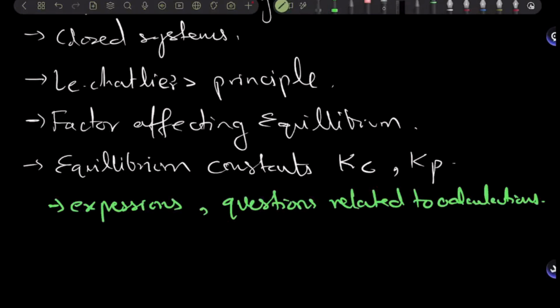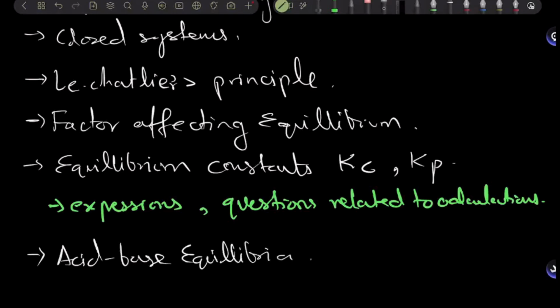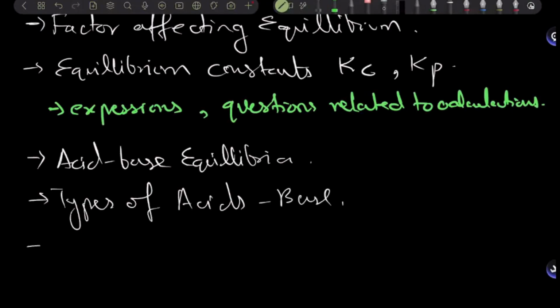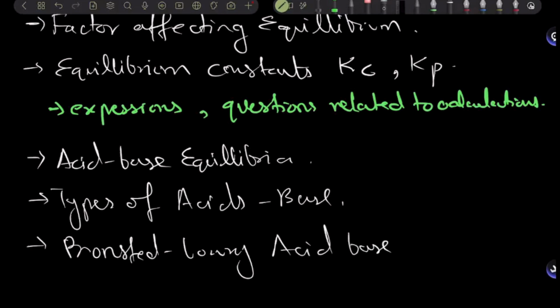This is all related to equilibrium, but in the chapter equilibria, you have some more topics that are included. All right. After all this, we are going to study acid-base equilibria. That will be included in this chapter. Acid-base equilibria, in which you have to study types of acids and bases. What are Bronsted-Lowry acid-base pairs, or acids and bases. That's what you have to learn over here.